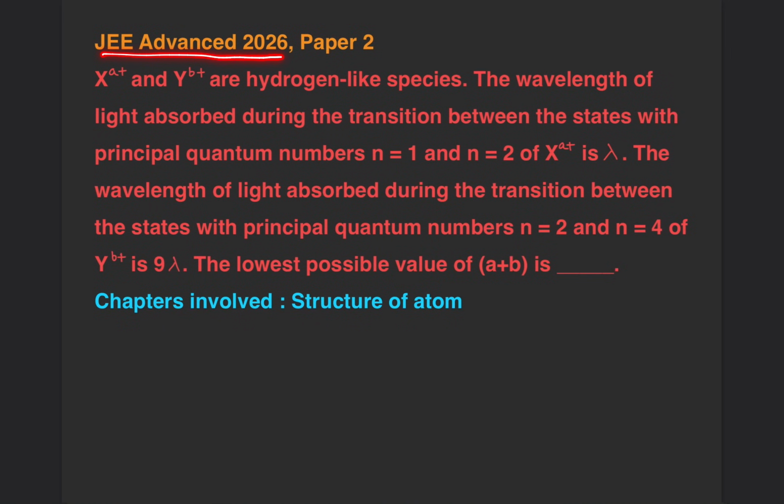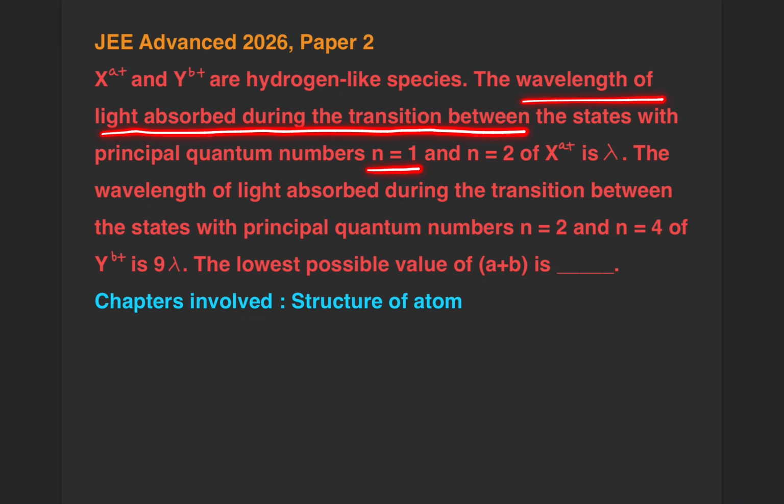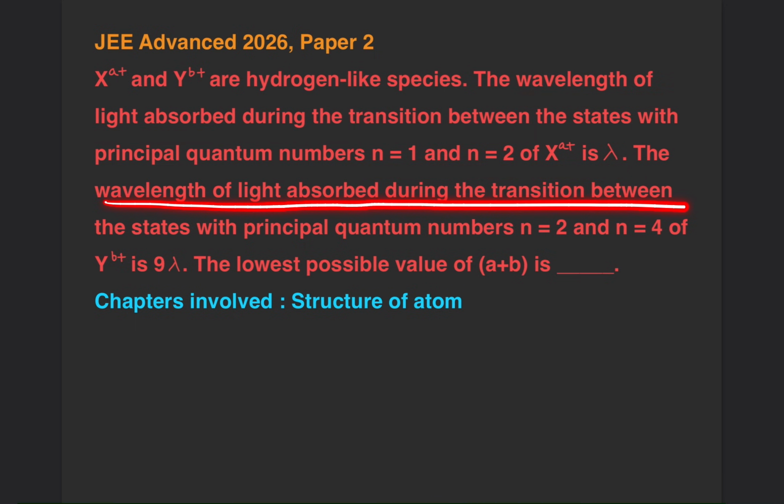Hello everyone. So this is a question from JEE Advanced 2026 paper 2. Xa plus and Yb plus are hydrogen-like species. Wavelength of light absorbed during the transition between n equal to 1 and n equal to 2 of Xa plus is lambda. Wavelength of light absorbed during the transition between n equal to 2 and n equal to 4 of Yb plus is 9 lambda. The lowest possible value of A plus B. So the chapter involved is structure of atom.